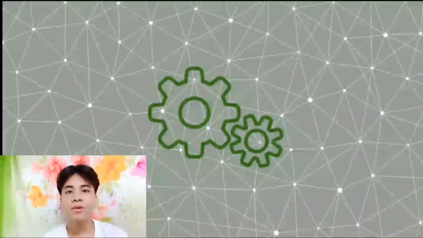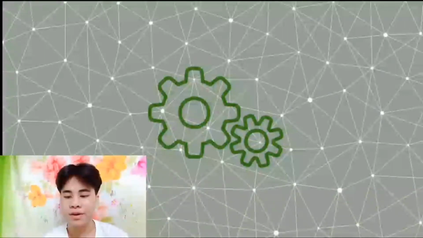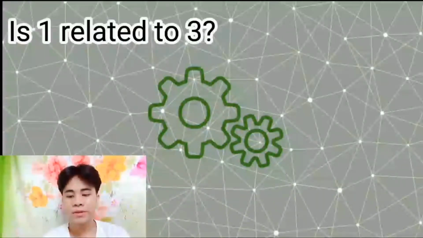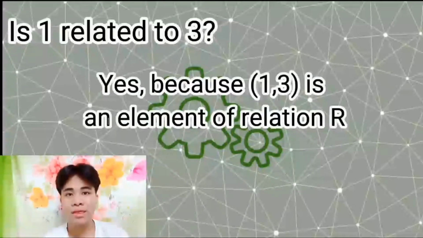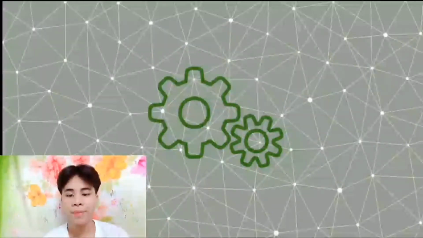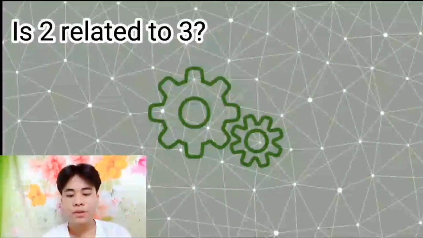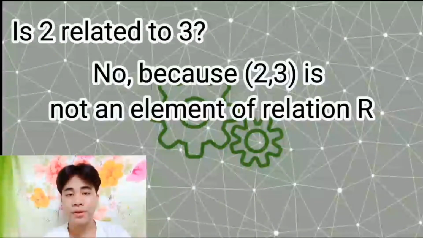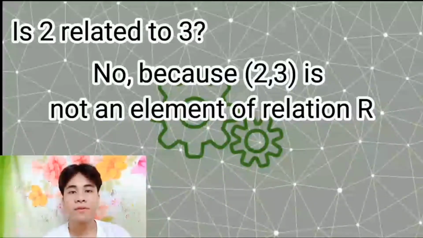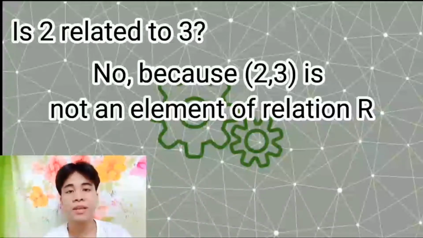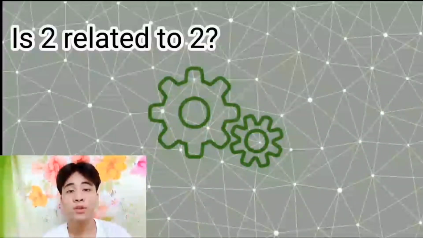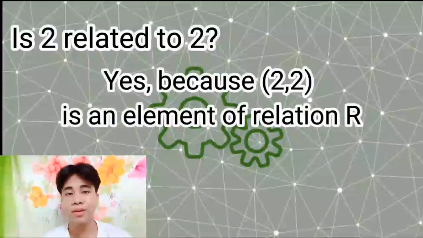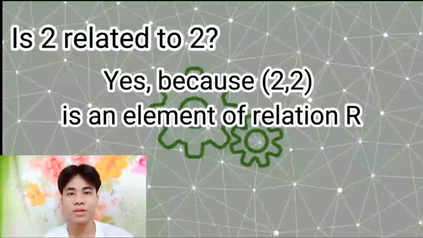So, given those answers we had earlier in number 1, that is where we will get our basis to answer the questions here. So, is 1 related to 3? Yes, because (1, 3) is an element of relation R. Is 2 related to 3? No, because (2, 3) is not an element of relation R, since our answer is negative 1/2, and again, negative 1/2 is not an integer. Last, is 2 related to 2? Yes, because (2, 2) is an element of relation R.